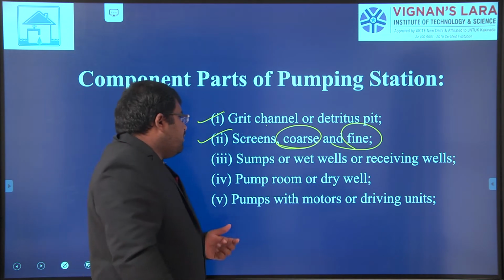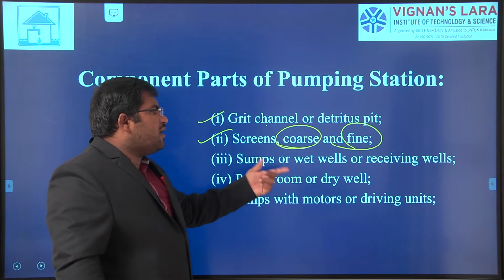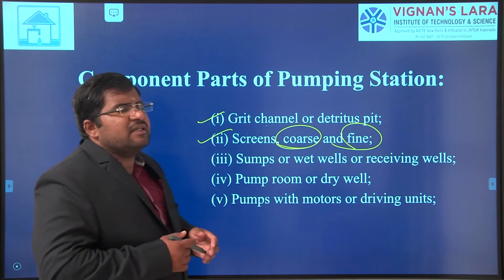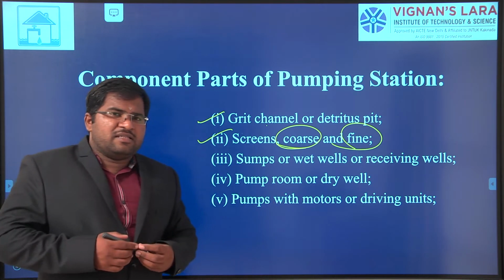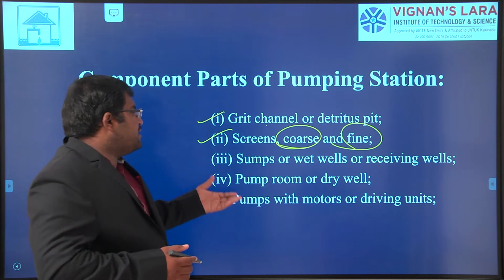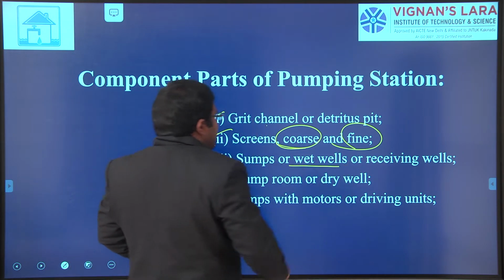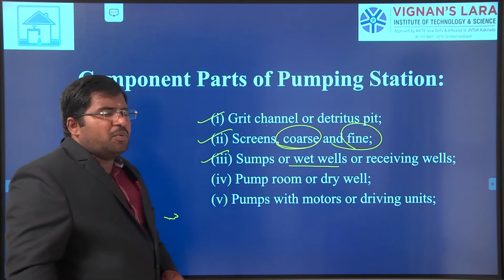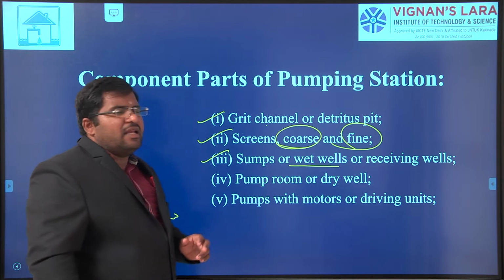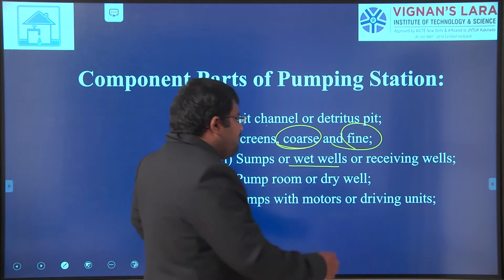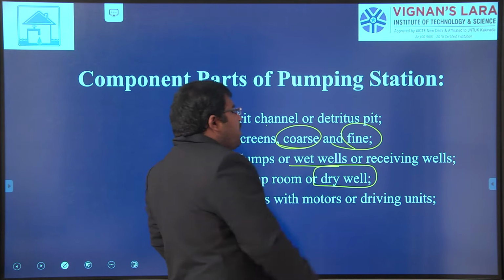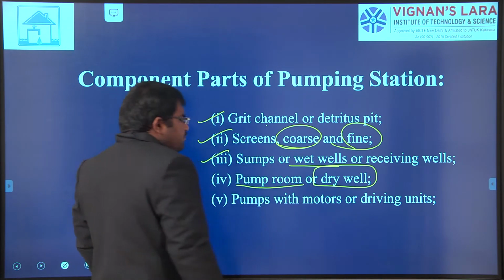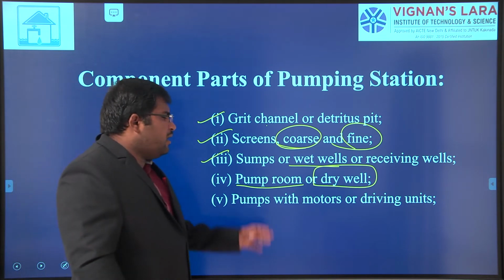Okay, next, coming to the third one, sumps or wet wells or receiving wells. The well, the place where you are going to collect all kinds of sewage, is known as the wet well. Since it is always in a wet condition, it is called a wet well, or we can call it a sump. Then coming to the fourth one, that is the pump room or dry well, right? A dry well is a well but it won't have any water. In the dry well we are going to keep the pumps. That's why it is called the pump room.